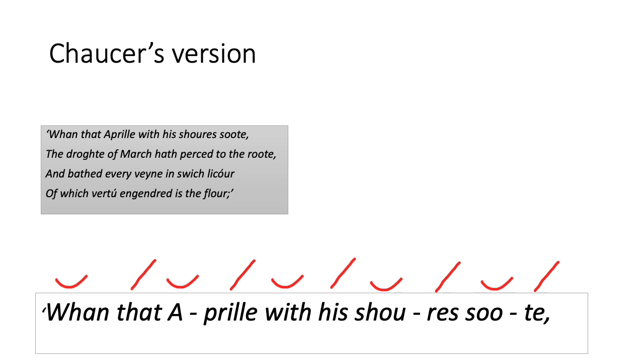The drought of March hath pierced unto the root. So my pronunciation's not very good. Mrs. Collins is way better at it than me. But the way that he uses rhythm is iambic pentameter. He has an unstressed and a stressed syllable. And that's what gives it the rhythm of everyday speech. It's not that far away from normal speech.